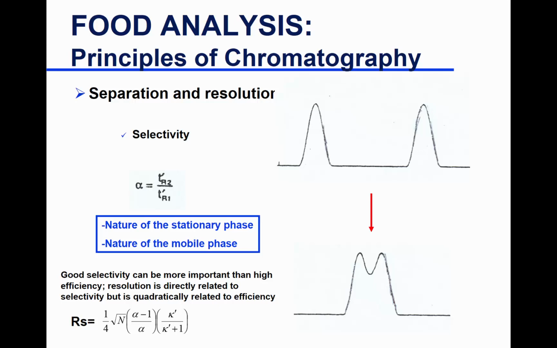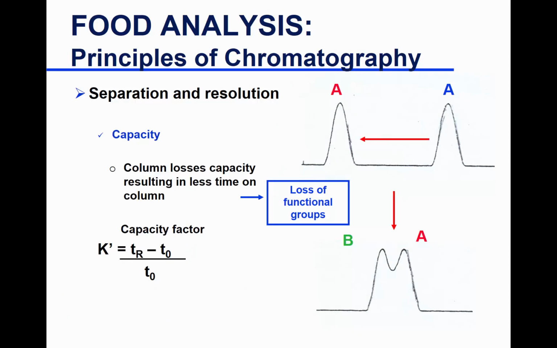Sometimes even if you have wide peaks due to smaller n, you can still get 2 wide peaks. You can still get them resolved from each other. It's okay that they're wide, but they are actually resolved due to the selectivity of the column. So that makes selectivity more important than efficiency. The last factor is capacity. Any questions on selectivity?